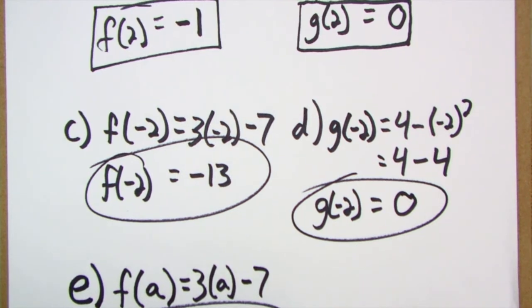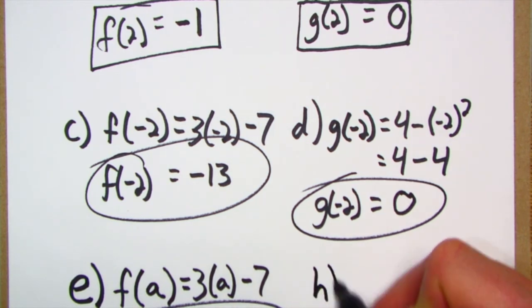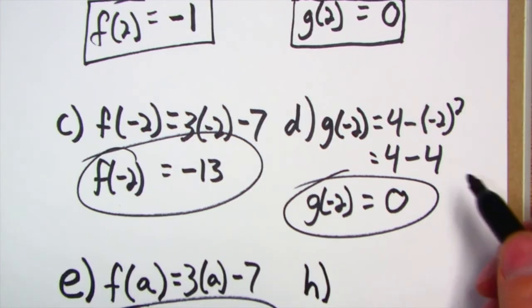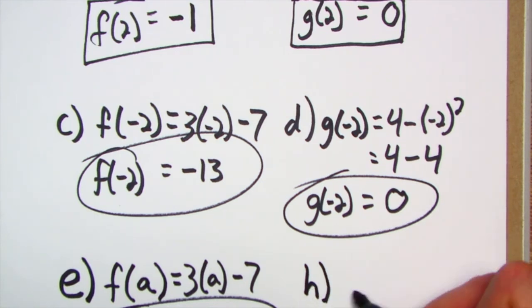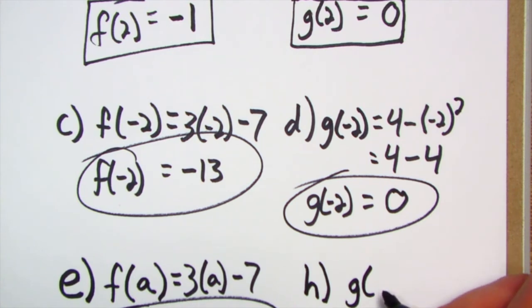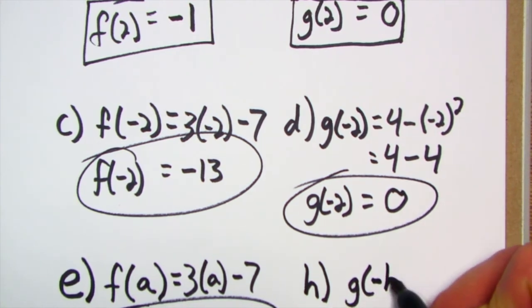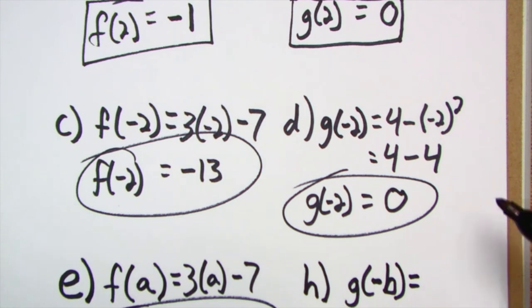Okay. So for the next one, that was E. I'm going to skip letters here so that we don't confuse this with our function names. We're going to go with H. All right, for example H, let's do g of negative b. All right, see what you can do with that. Pause the video and then start it once you're done.